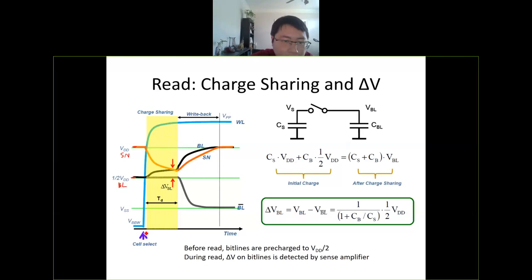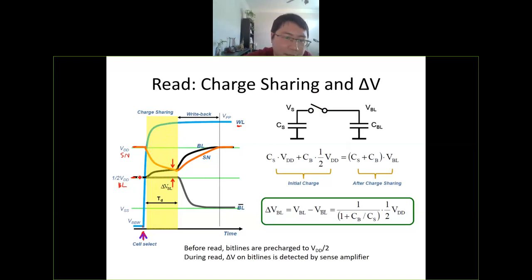Now we turn on the word line at this moment. This blue curve is the word line. Typically, the word line will be boosted up to a higher value called VPP, which is higher than the VDD in the practical circuit. But anyway, the word line is turned on to some positive high voltage. So it's like this transistor is turned on.